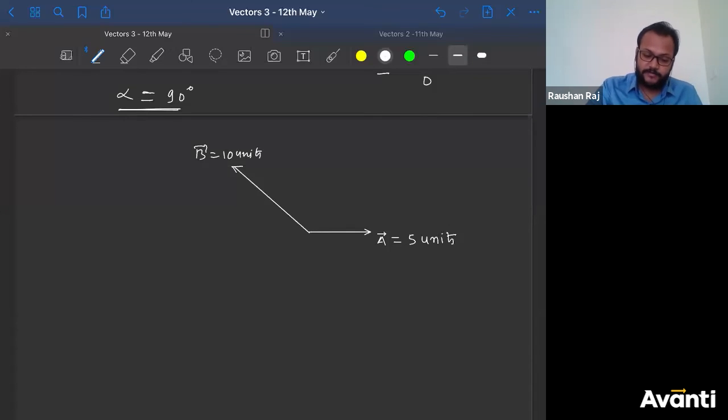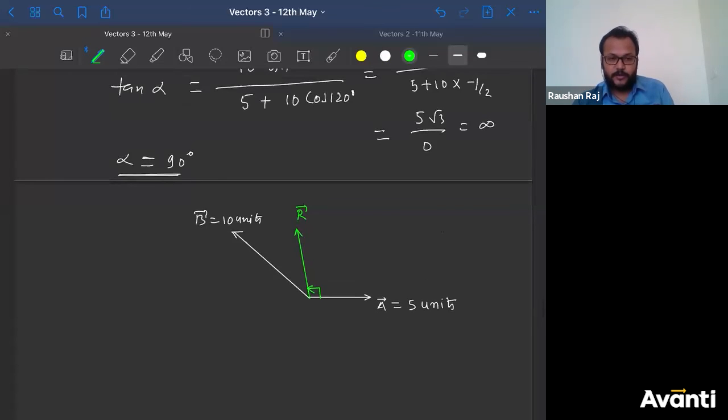Now where the resultant should act? कहाँ होना चाहिए? The resultant should be 90 degree with the vector A, ऐसा. This is R, like this. Now this is the condition. Got it, guys? So I think it is clear to all of you. So this is how we can draw them, this is how we can represent it pictorially.